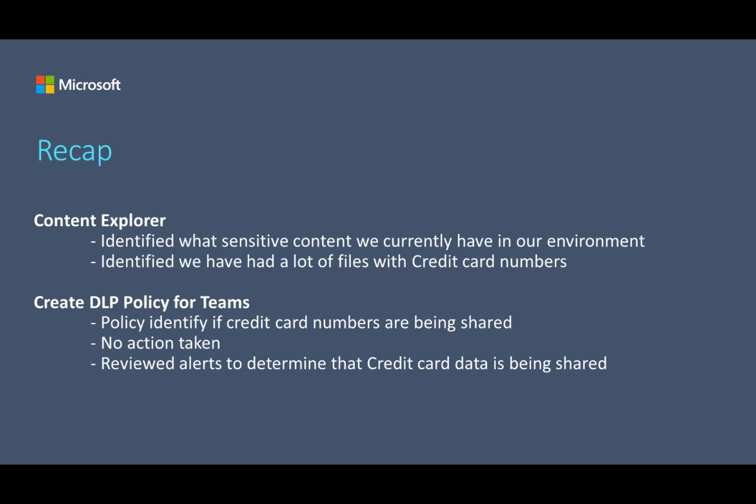Let's review what we covered in today's video. First, we looked at how we can use Content Explorer to see what sensitive information we already have in our SharePoint, OneDrive, and Exchange environments. We used this information to determine that we have several files which contain credit card data. We then wanted to use this information to see if we are also seeing credit card numbers being shared in Teams chat and channel messages. To do this, we created a Teams DLP policy with no actions and reviewed the alert to see this policy being triggered.